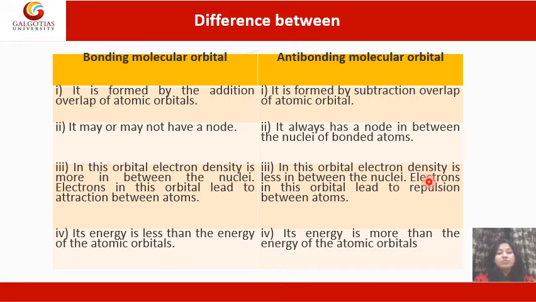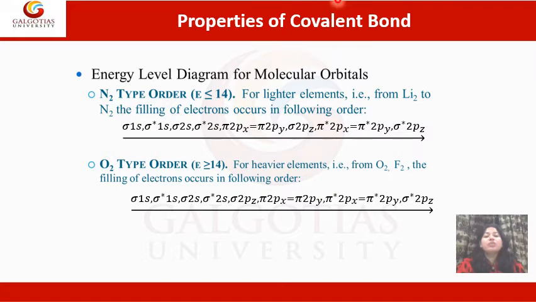In bonding molecular orbitals, the energy is lesser than the energy of atomic orbitals, whereas in anti-bonding molecular orbitals, energy is more than the energy of atomic orbitals. Now, we discuss the properties of the covalent bond. In the properties of the covalent bond, we discuss the energy level diagram of the molecular orbitals. There are two types of energy level diagrams, type 1 and type 2. Type 1 corresponds to nitrogen type order, whereas type 2 corresponds to the oxygen type order.